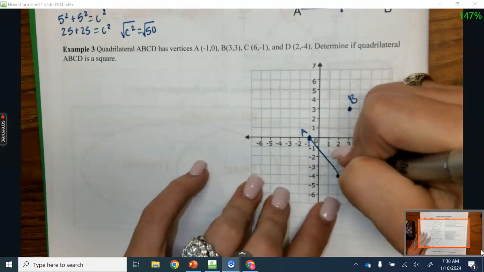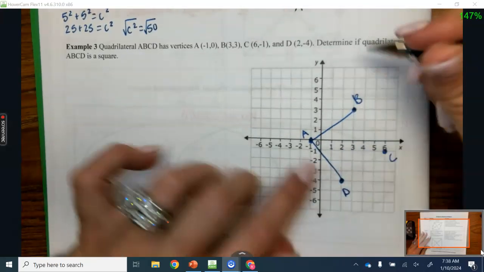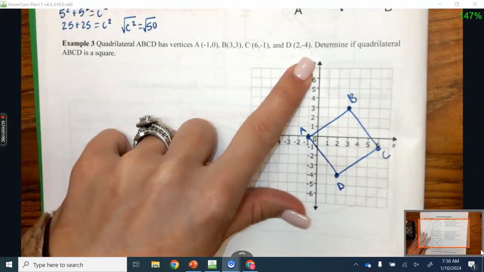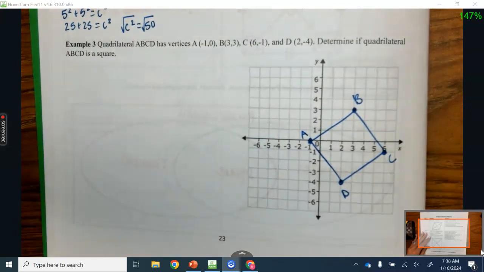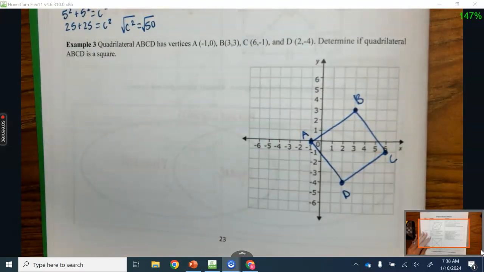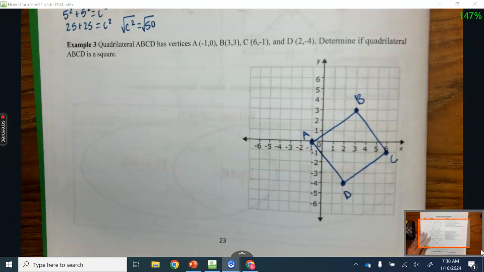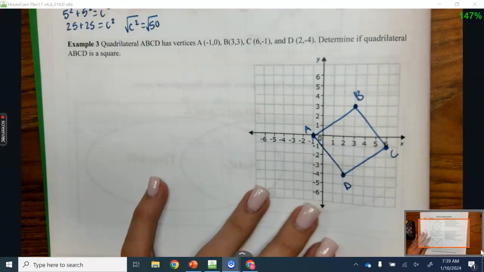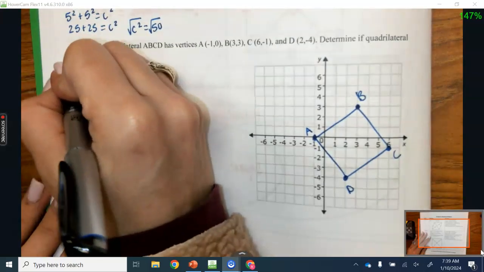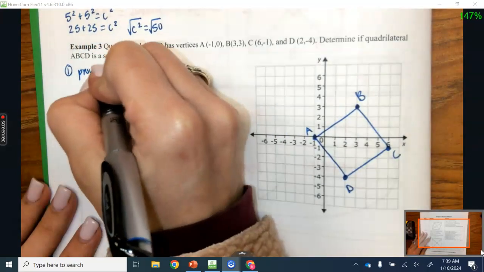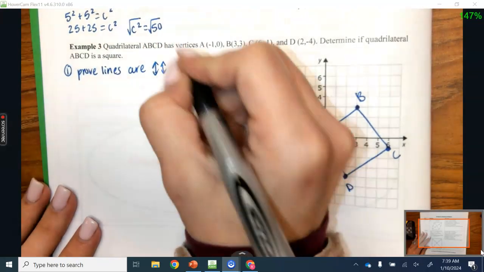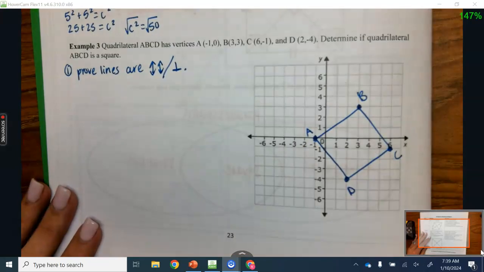Okay, so all we know about this is it's a quadrilateral. I'm going to determine if it is a square. So we're trying to prove, is it a square? Remember, squares have congruent sides and congruent angles, right? So I need to prove, are there 4 right angles? And how I can do that is by using slopes, right? So my first step is prove lines are parallel for opposite sides and perpendicular for consecutive sides.